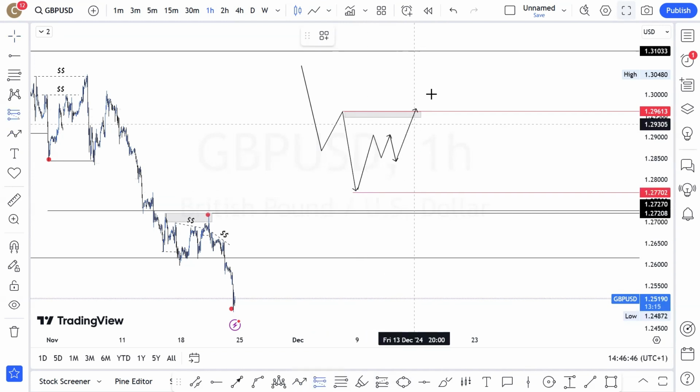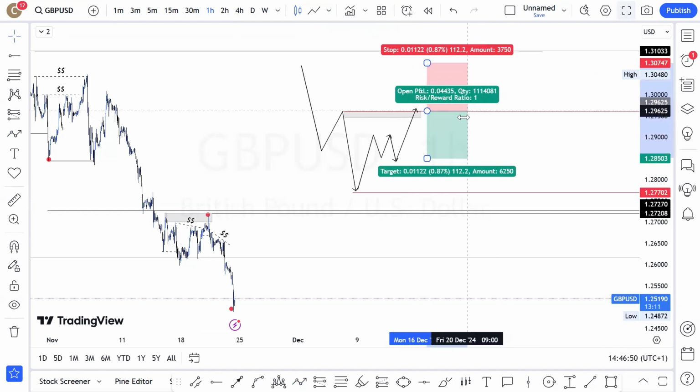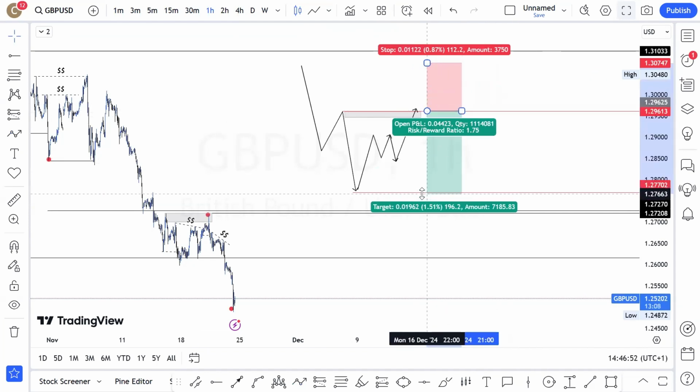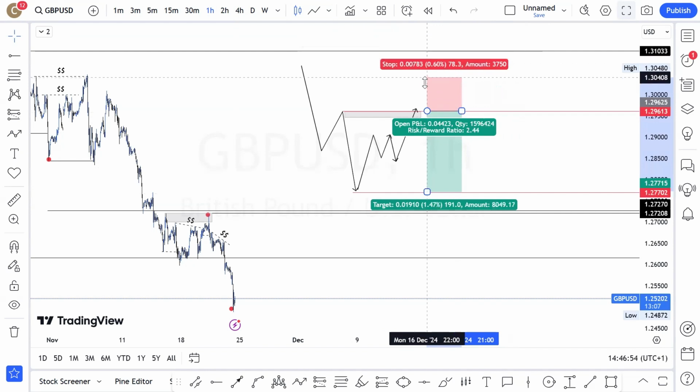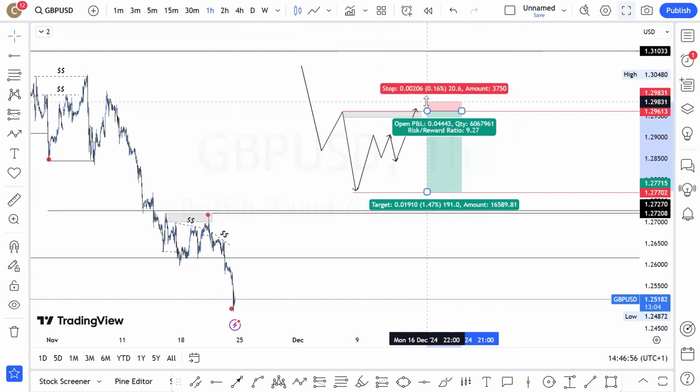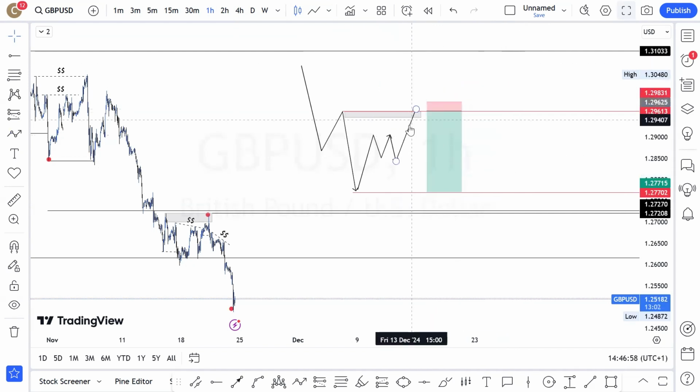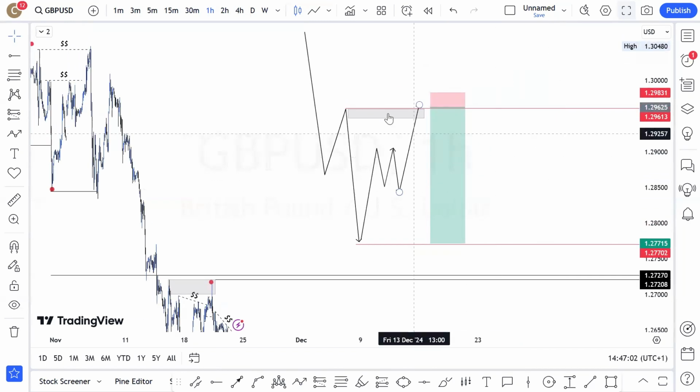You can frame yourself from here and target this low. But the thing is, you have to be very careful when you are trading at external liquidity like this. You need to pay attention to candles. You don't want to see a heavy close above here.